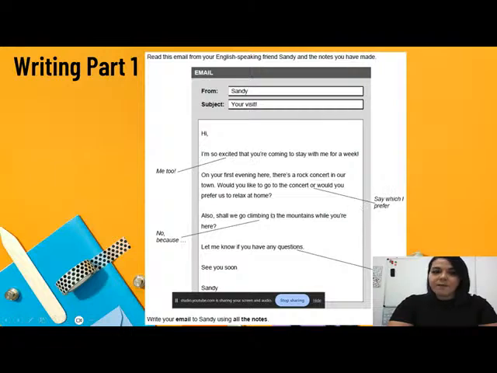We have to give a preference. We have to give a reason. And we have to ask Sandy a question. Okay. And this part is quite nice because we have some structure, we have some information and some notes that you can use to help you.